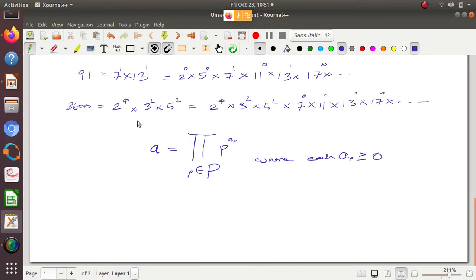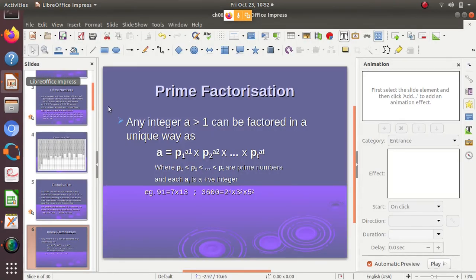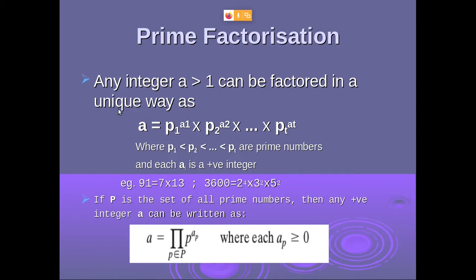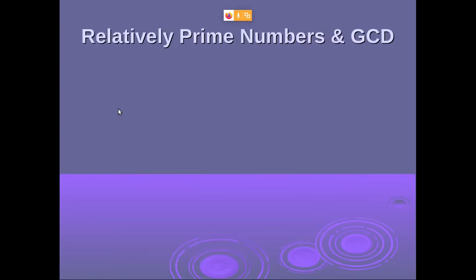So any number can be expressed like this. Any positive integer a can be expressed like this: a is equal to the product of all prime numbers with some power ap, where ap is greater than or equal to 0. So that is the concept. If P is the set of all prime numbers, then any positive integer a can be written like this. Then another concept is relatively prime numbers.